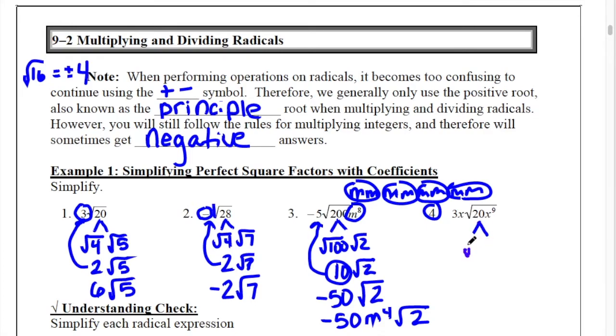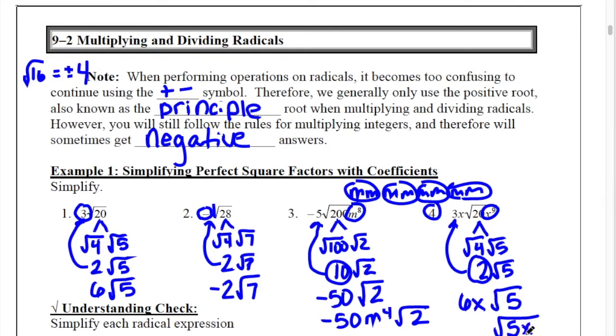The square root of 20 is the square root of 4 times the square root of 5, which is 2 root 5. 2 is the coefficient that I'm going to combine with 3x to get 6x root 5. Then we have x to the 9th, so that's going to be 9 x's. So there's going to be a leftover x inside the radical sign. So I know for sure it's going to be 5x. But 4 of them get to move out, and there's already 1 there. So it's actually going to be 6x to the 5th root 5x.